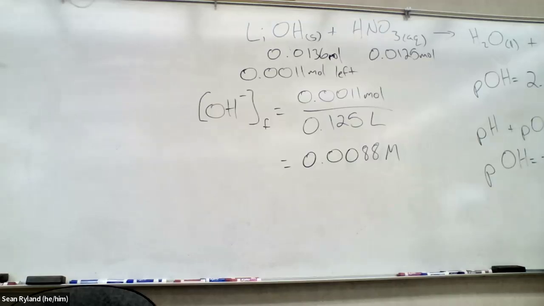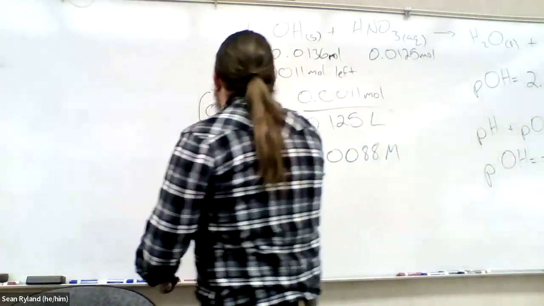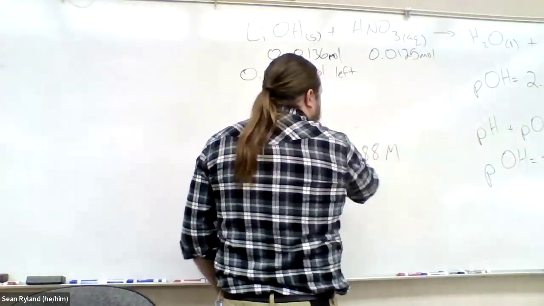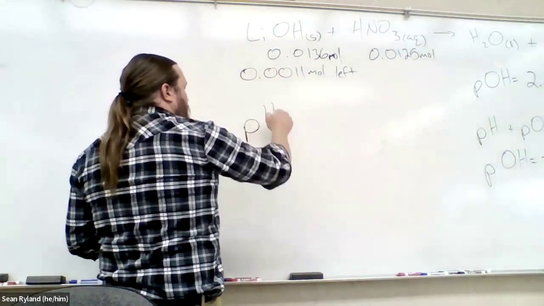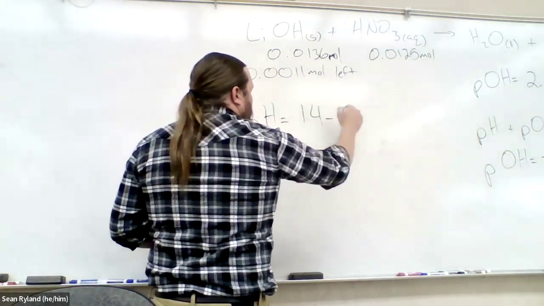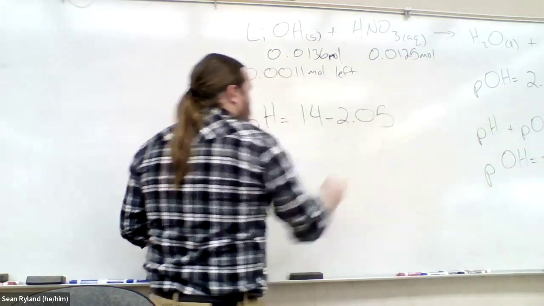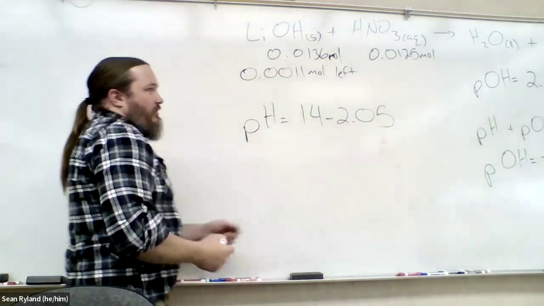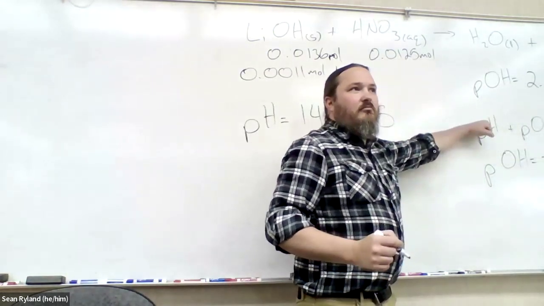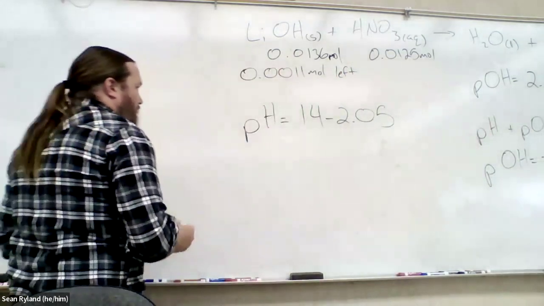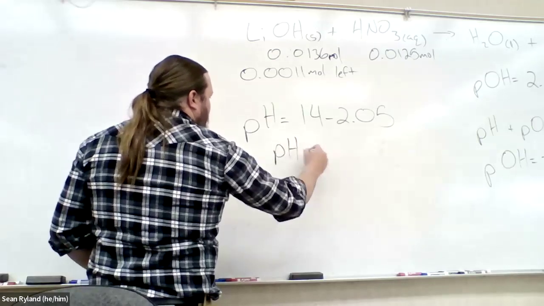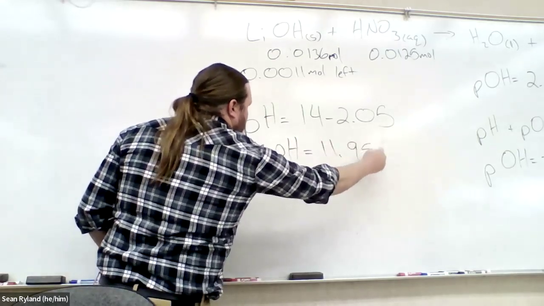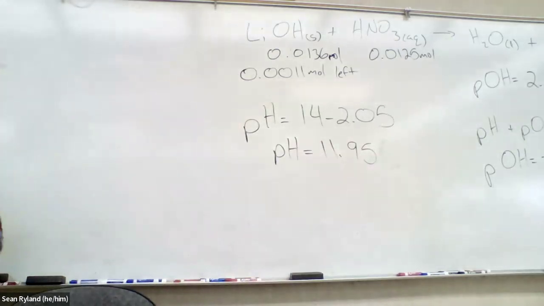So if pOH is 2.05, how do we get pH? Yeah, we just use this expression right here. So pH is going to be 11.95.